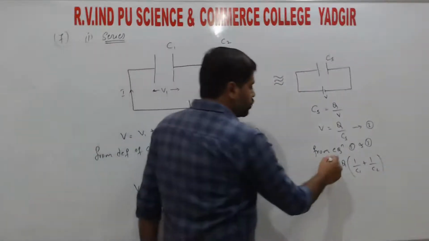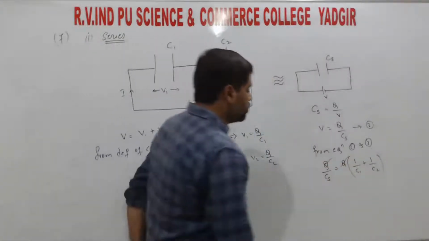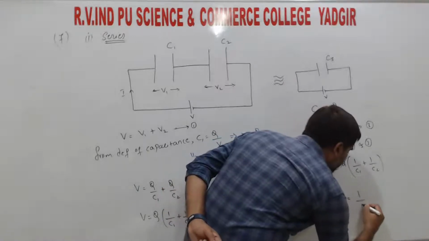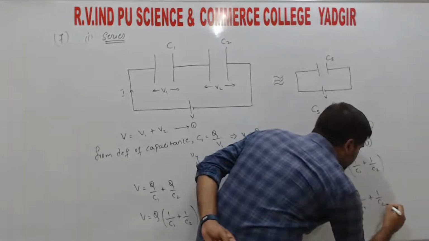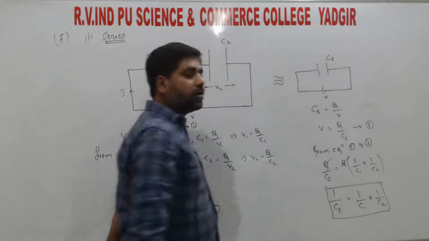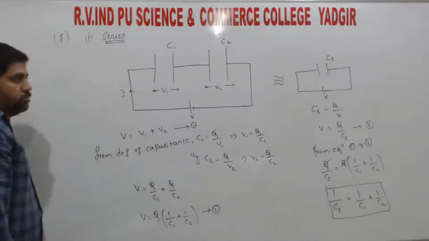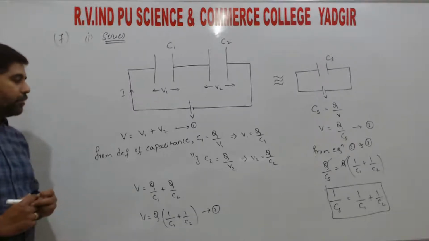In the LHS we have Q, in the RHS also we have Q, so they get cancelled. So equivalent capacitance when connected in series, we get 1 by CS is equals to 1 by C1 plus 1 by C2. So for two capacitors, it ends here, right? This is also simple, and it has been asked many times, right?